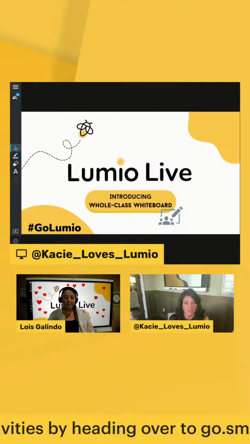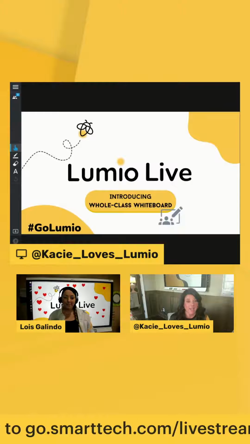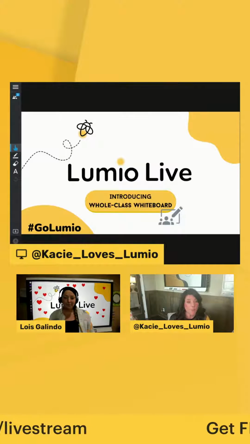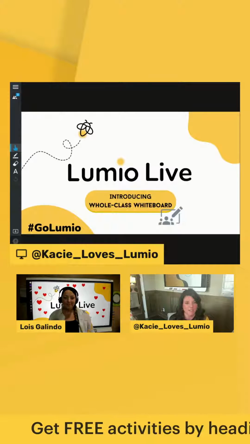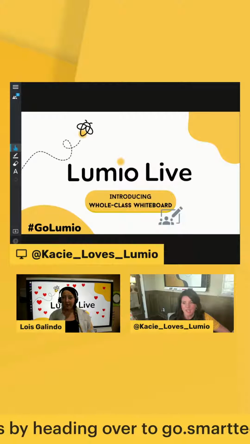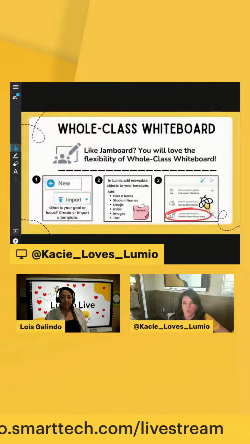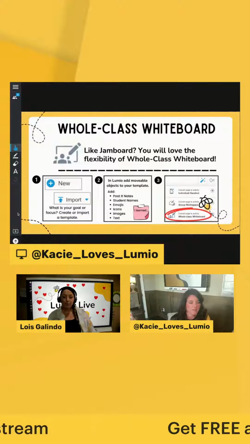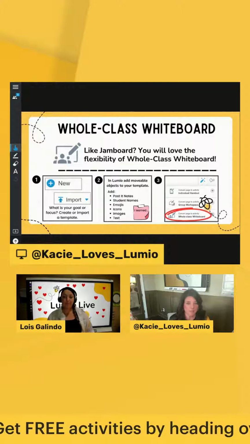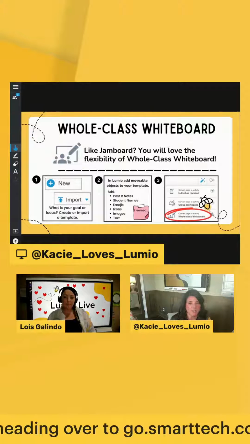But the really exciting thing is that Lumio has a great alternative in our whole class whiteboard. And what I love too is with our whole class whiteboard, we can use that in Lumio, but we can also layer in some of the other amazing features that are built into Lumio too, like those game-based activities. So it allows us to take that same Jamboard feel, but even layer more amazing things into our lessons, which is awesome. Absolutely. So, whole class whiteboard. If you like Jamboard, you're going to love the flexibility of our whole class whiteboard. There's lots of things that we can do.